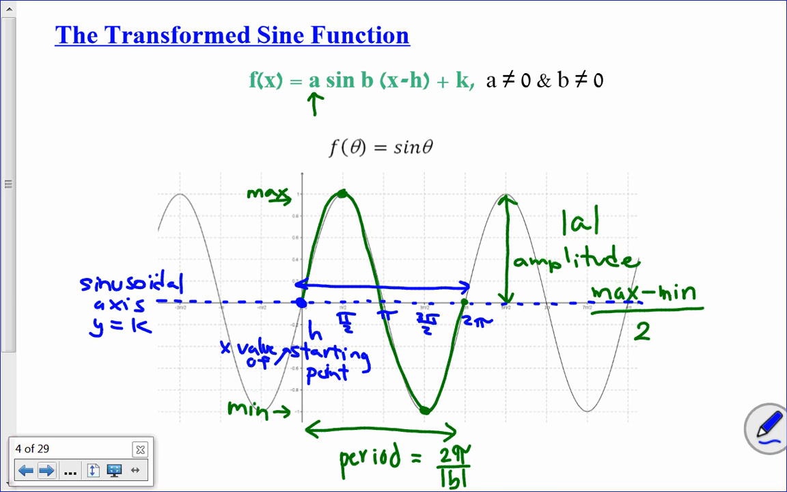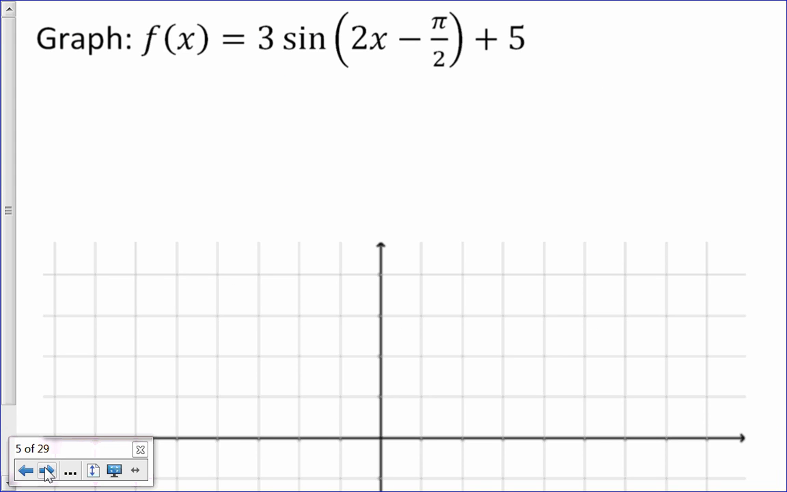Here is the x value of your starting point. We decided that our starting point was here, but like I said, we could have decided here or anywhere back and forth. Okay, so let's try to graph one. See if we're good. Let's try this one.